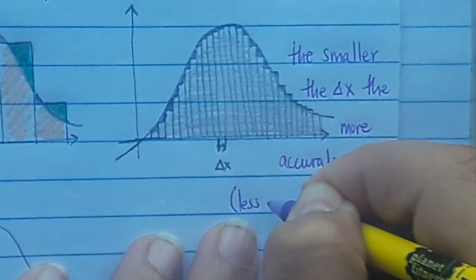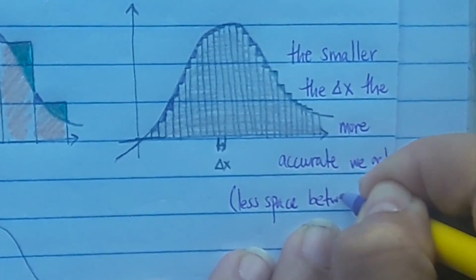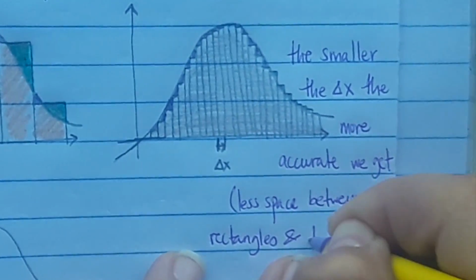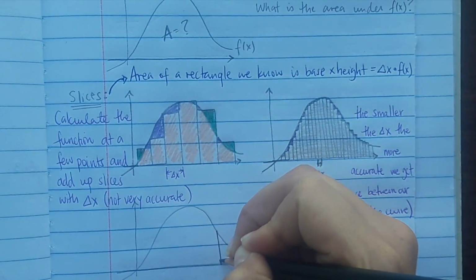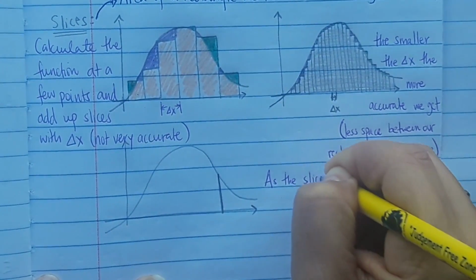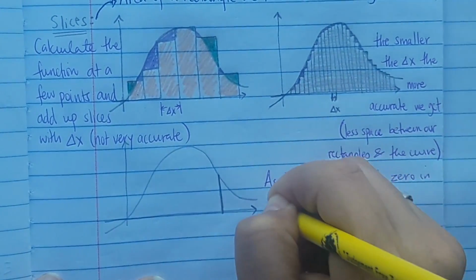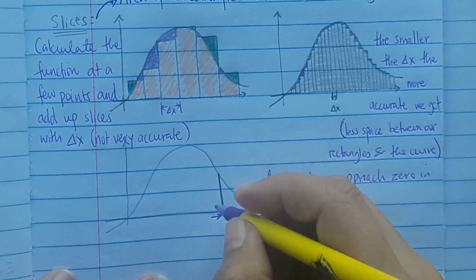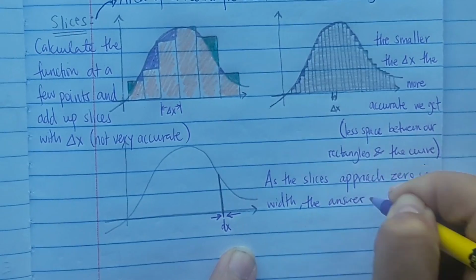There's less space between the rectangles and the curve, whether it's an over approximation or under approximation. Definitely less than that first one we had. So the idea is basically as the slices get smaller and smaller, and they approach 0, as the slices approach 0 in width, in other words, the change in x is 0, I'm going to label that dx actually, the answer approaches a true answer.